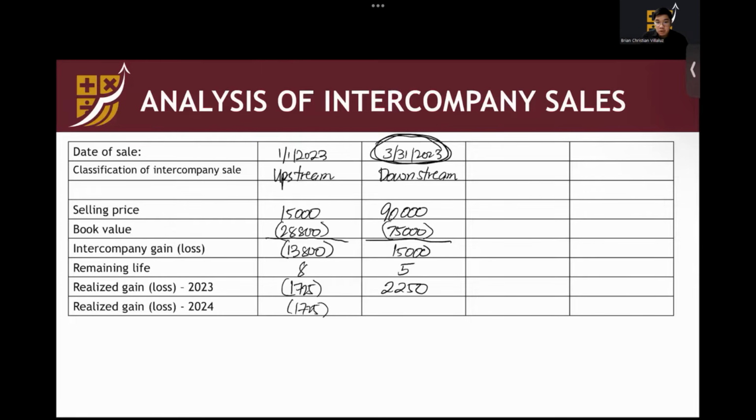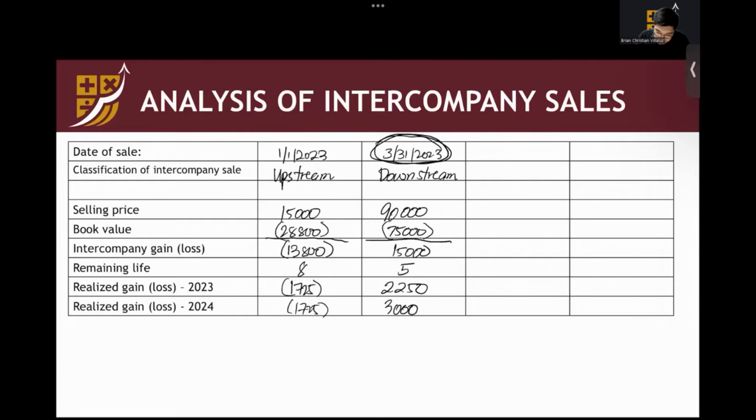Do you follow? Then, pagdating ng 2024, wala rin namang information kung nabenta ito sa outsider, then tuloy-tuloy lang natin siyang i-amortize. Pagdating ng 2024, full year amortization na siya, which is 3,000. Okay? 2023 lang natin siya ni-proportionate. Gets?